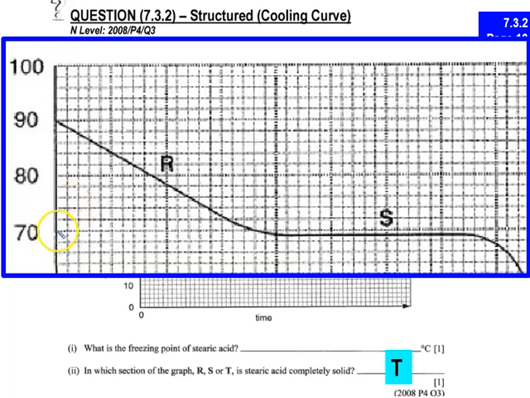Okay, how do you know? Because there are 5 squares in between, so every square has to be 2, 4, 68. That means this point is probably 68. Therefore, a line in between, okay, 68 and 70 will be 69 degrees Celsius. So therefore, the freezing point of stearic acid has to be 69 degrees Celsius.